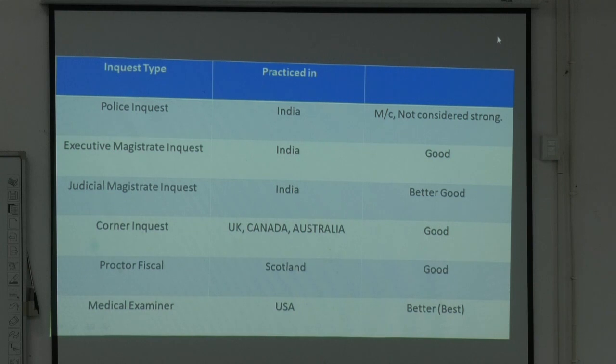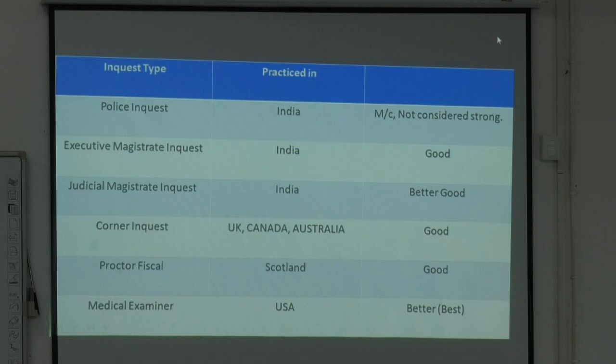Now there are the types of inquest. Police inquest is most commonly done. In almost every unnatural death, you will have a police inquest, so it is the most common type of inquest. Next comes the executive magistrate inquest, which is better than the police inquest. Judicial is better than executive, so it is obviously better than the police inquest.